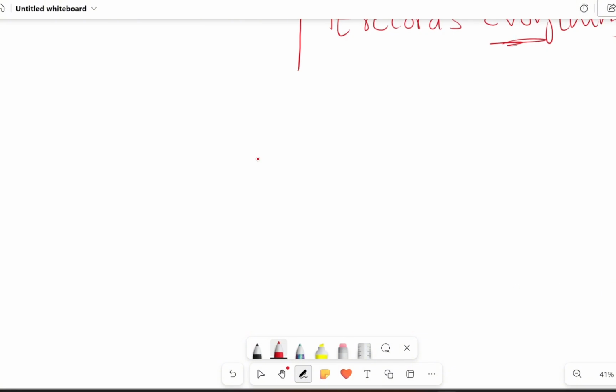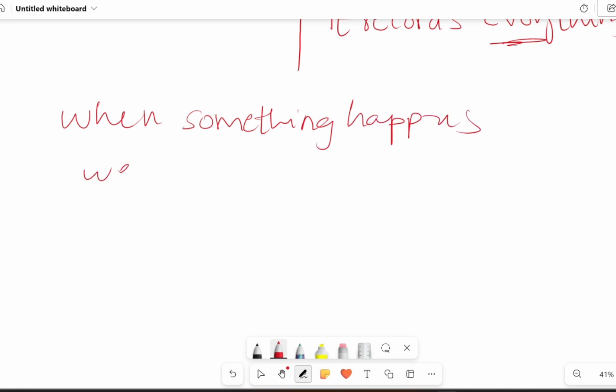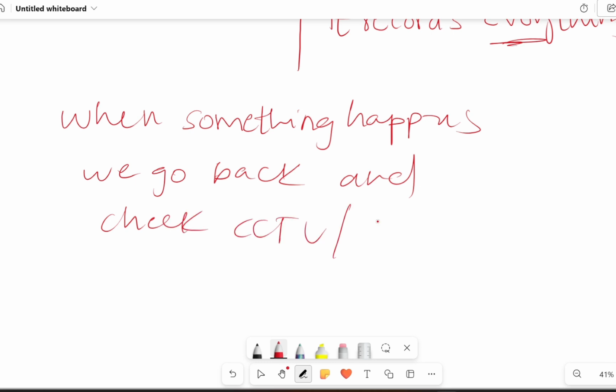But when something bad happens, investigators go back and replay the footage. That's telemetry. And in SOC, telemetry is life. Because without telemetry, you don't know what happened. You only know something went wrong.